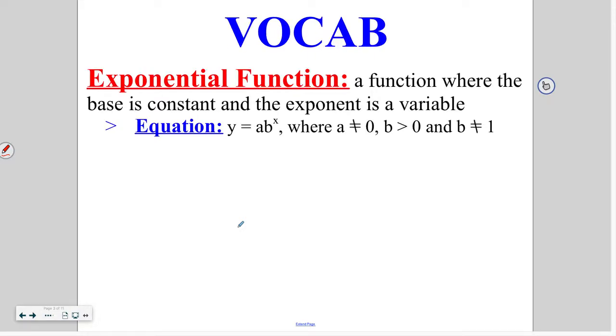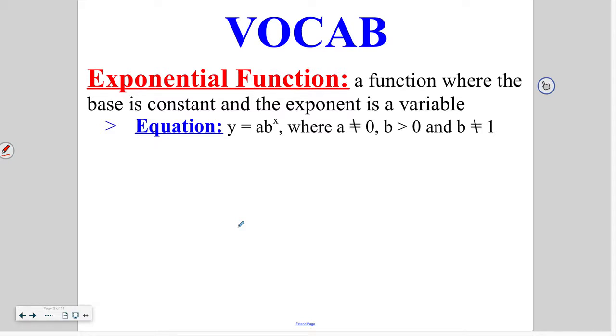An exponential function is a function where the base is a constant number and the exponent is the variable. So if you look at the equation, we've got y is equal to a b to the x power, where a can't equal 0, b has to be greater than 0, and b cannot equal 1.